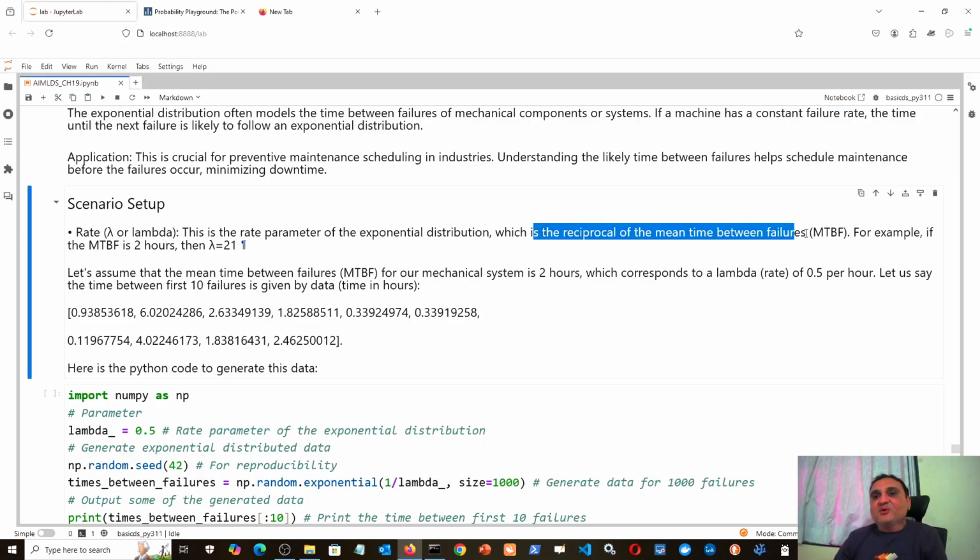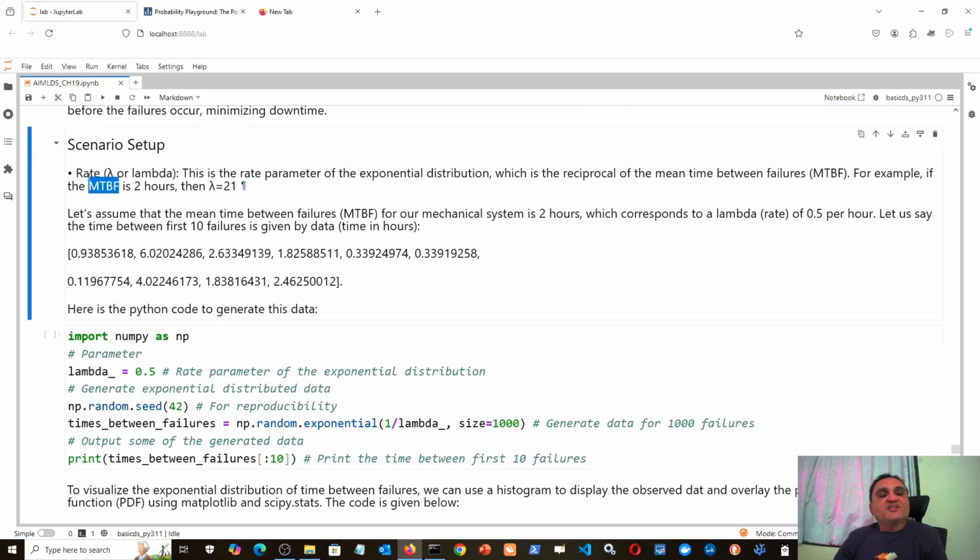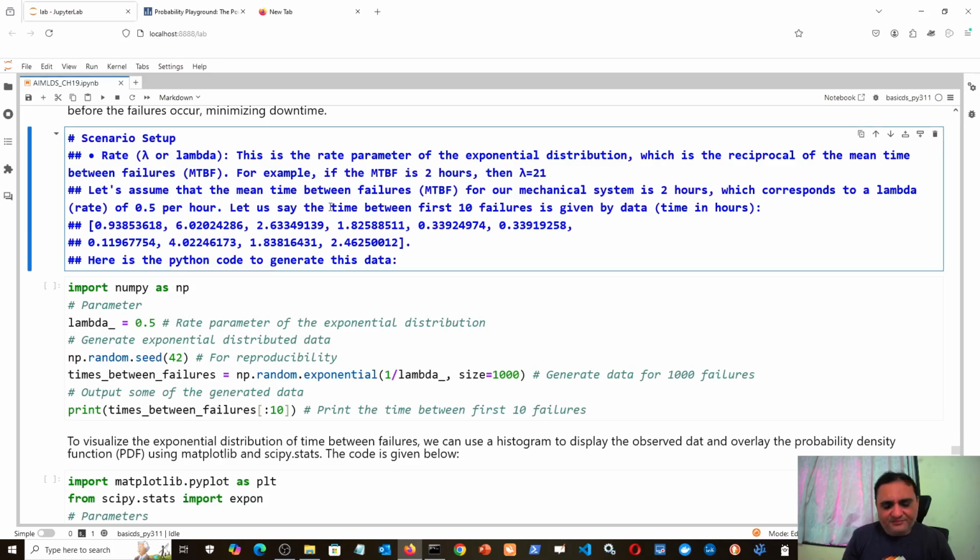Lambda is the reciprocal of mean time between failure, MTBF. If the mean time between failure is 2 hours, then lambda would be 1 upon 2 hours. I think the 21 written here is wrong. It is the reciprocal of mean time between failures, so it will be 1 divided by 2 hours, hour inverse. That would be the value of lambda. Hour inverse means hour to the power minus 1, right?